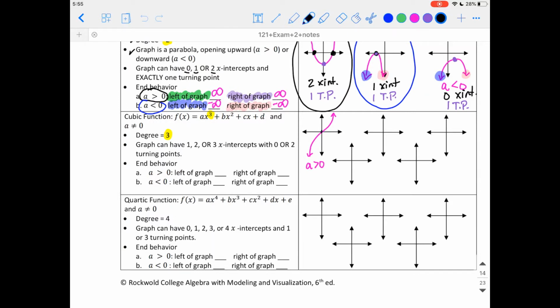And let's look at the x-intercepts. So it crosses the x-axis once. So I have one x-intercept. And this one is always increasing. Therefore, it has 0 turning points. So I'm going to put them in purple, because I like my colors.